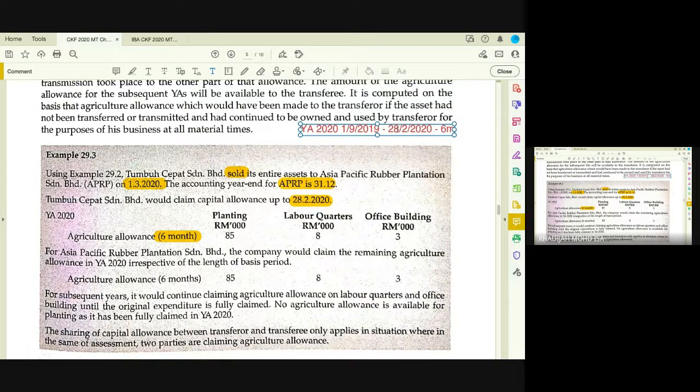So the asset is disposed of, and prior to the disposal, the asset is used in business. So Tumbuh Cepat can claim allowance for a 6 months period. So for YA 2020, instead of the whole amount, you can only claim for 6 months. So 6 months is 340 times 50% times 6 over 12. Right? So that's how you do it.